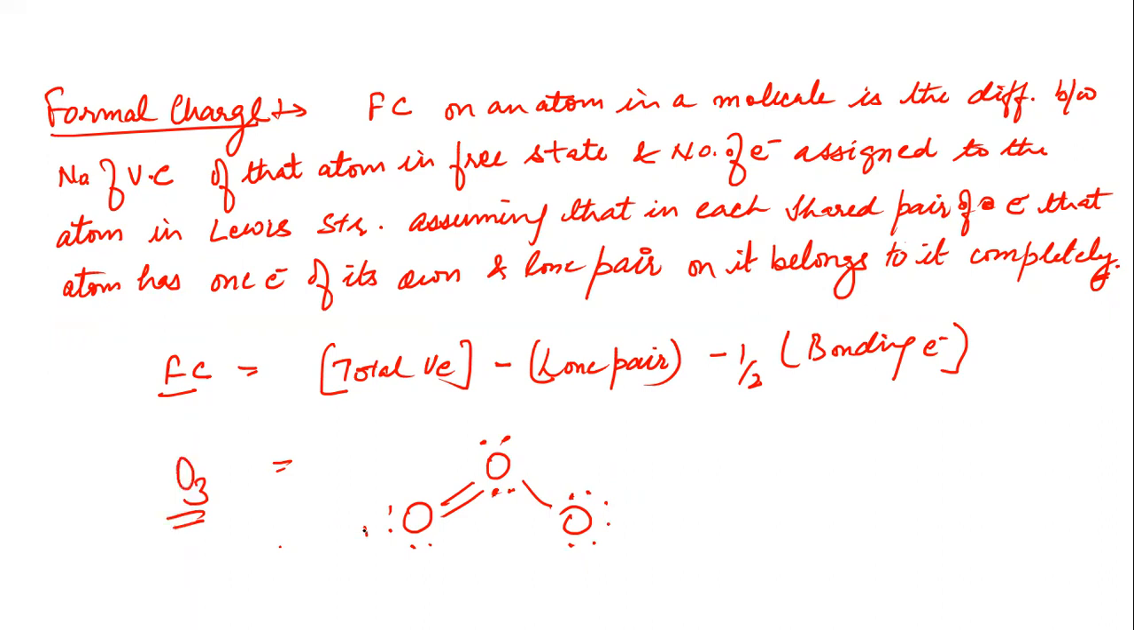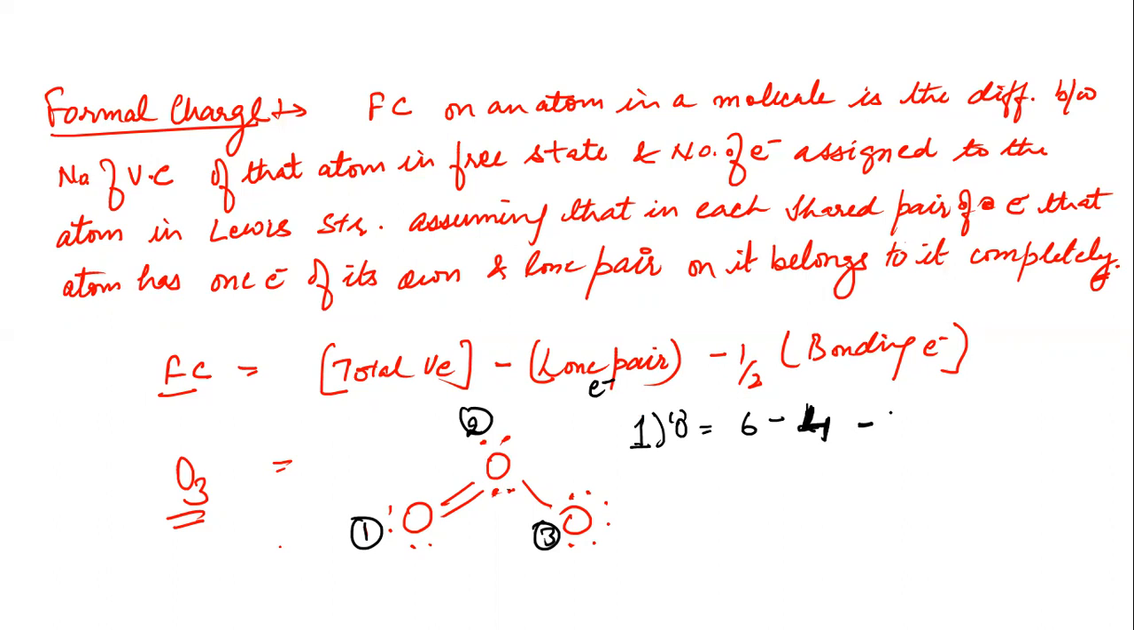I will name these oxygen 1, 2, and 3. So what will be the first oxygen's formal charge? Total number of valence electrons: how many will it be? 6. This is oxygen: 6 valence electrons minus the lone pair electrons. There are 2 lone pairs, so we are talking about the electrons: 1, 2, 3, 4. So 4.